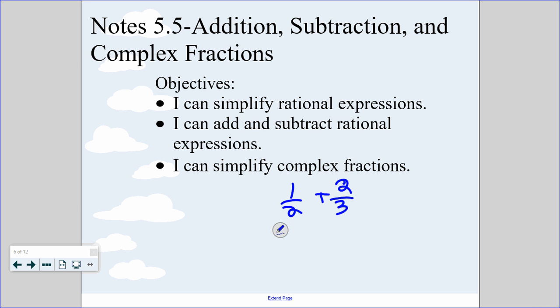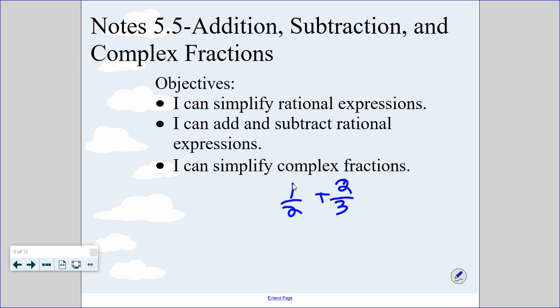Yeah. You have to have a common denominator. So how do I do that? What is my common denominator for that? What can they both become? 6. Okay? So that is called your least common multiple.